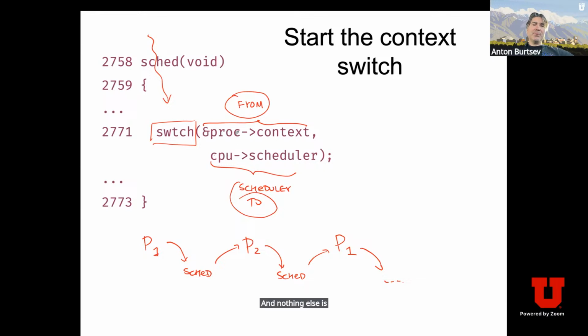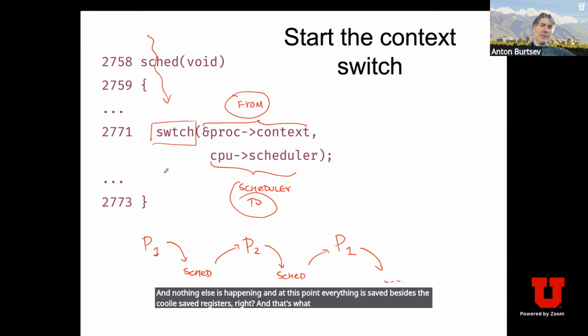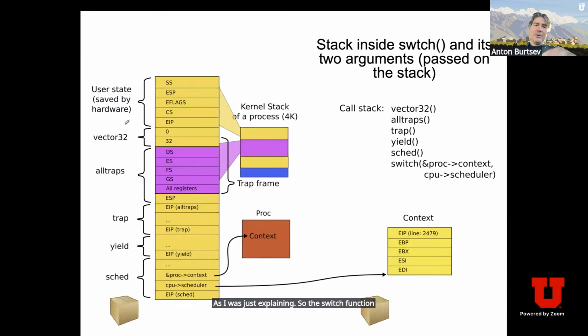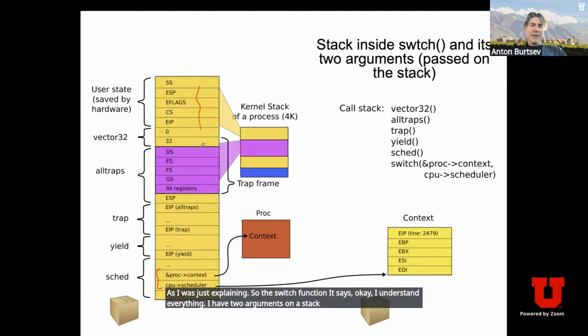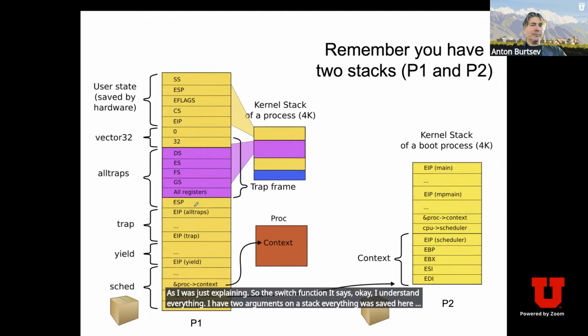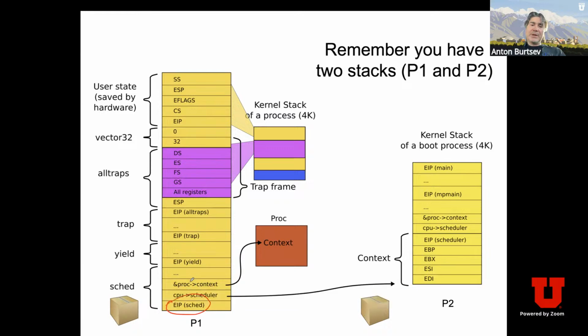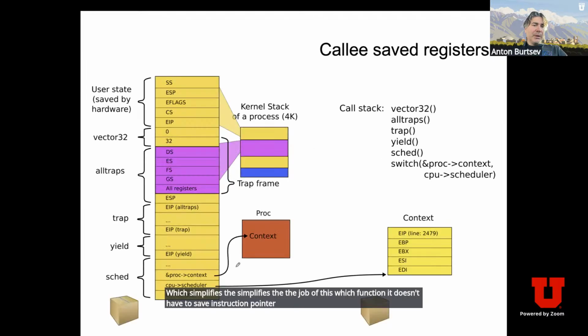is happening. And at this point, everything is saved besides the callee-saved registers, right? And that's what happens inside the switch function, as I was just explaining. So the switch function says, okay, I understand everything. I have 2 arguments on the stack. Everything was saved here already. The return address of the function which called switch is saved on the stack as well, which simplifies the job of this switch function. It doesn't have to save the instruction pointer.